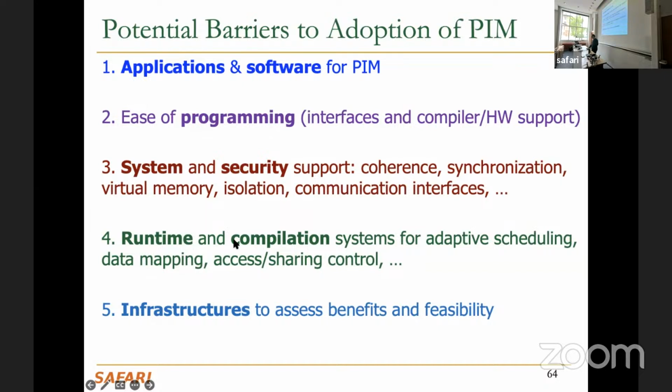And then there are other issues like runtime and compilation issues, like how do you schedule computation? If there are multiple things trying to use the same bank, how do you do that scheduling? This could be the CPU trying to use the same bank as the in-memory processing workload, or it could be two different in-memory processing workloads. How do you do the data mapping? How do you do the access sharing and control? And I think finally, infrastructures are needed to assess benefits and feasibility.